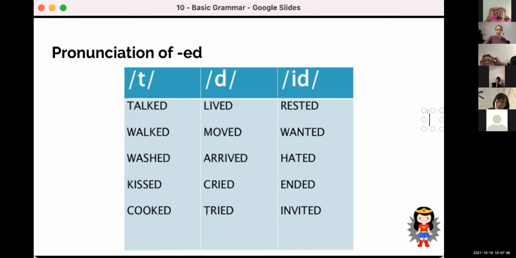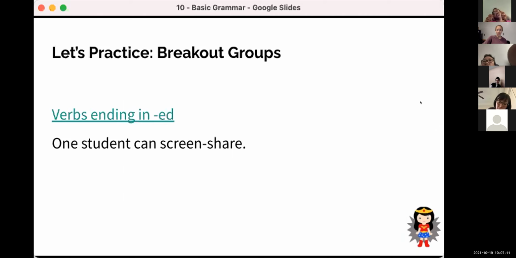Okay. We're going to do a little bit of practice with these endings. I'm going to put this link in the chat for you. We'll go into our breakout rooms and practice the pronunciation of these sounds. In the breakout room, let me show you what this looks like.